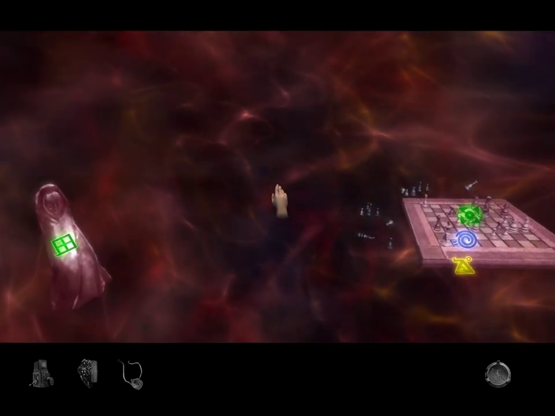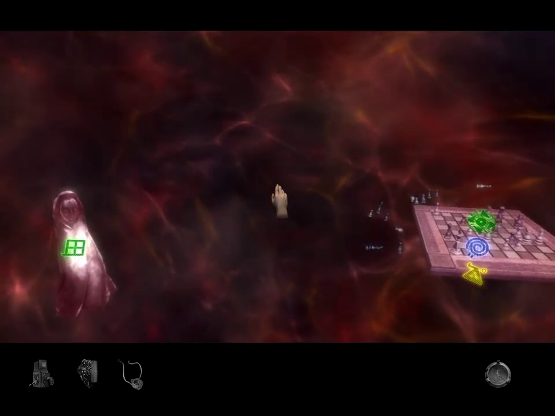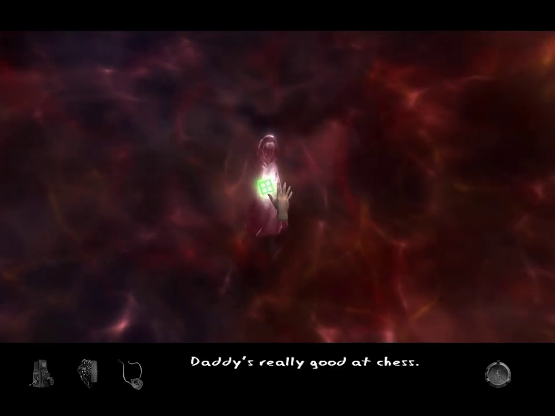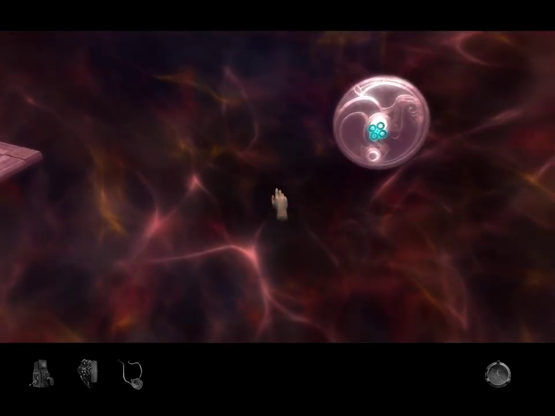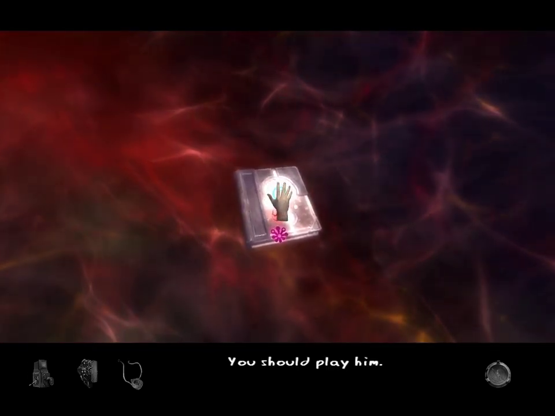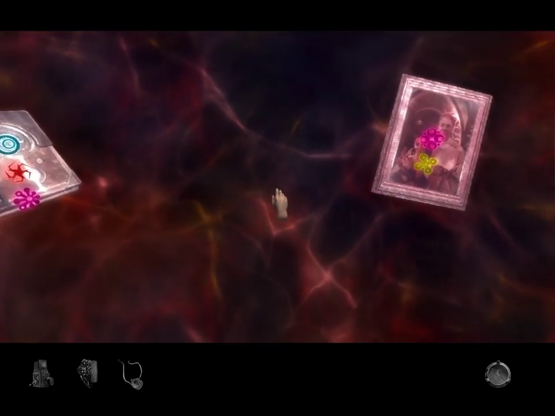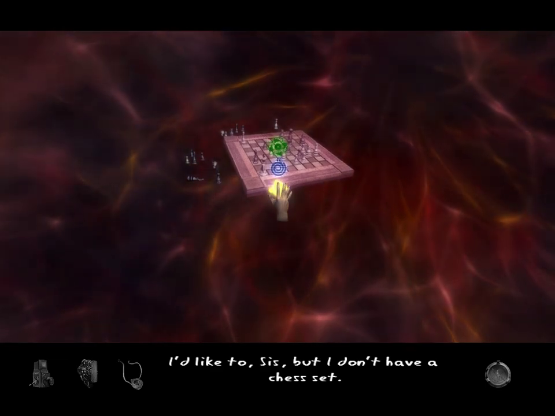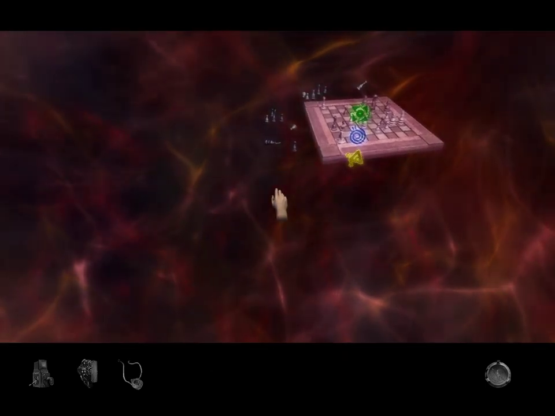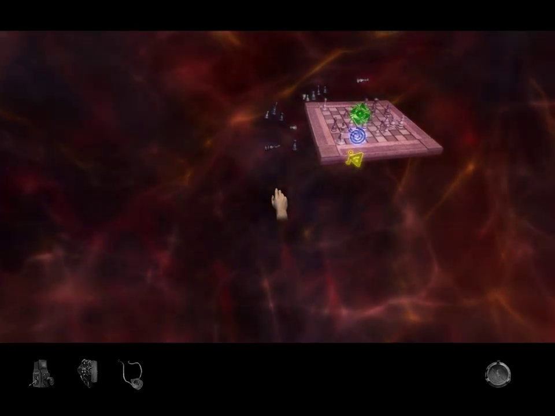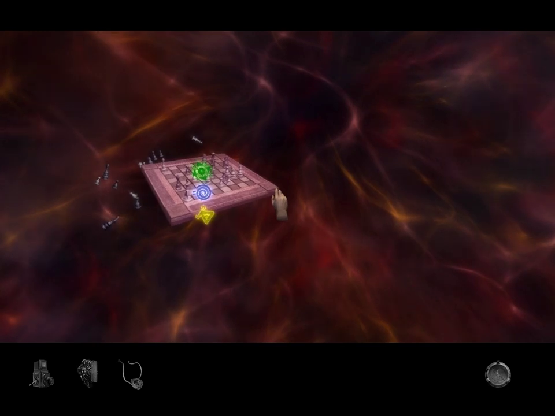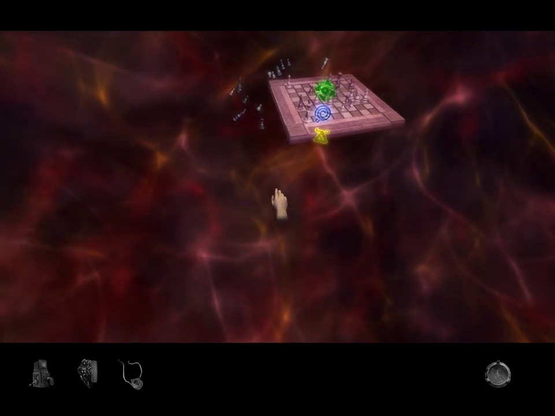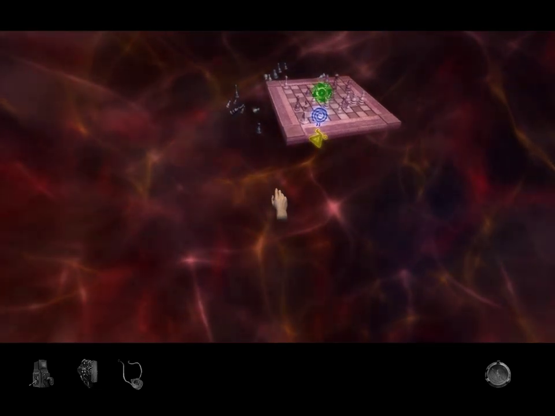Okay, well, let's get started on this conversation. The start of this conversation is actually this symbol. "Daddy's really good at chess." Then, "You should play him." And finally, "I'd like to, sis, but I don't have a chess set." That's the first part of this conversation, and those three symbols are all associated with the chess set. So we're going to have to get those three symbols at the chess set in that order from top to bottom.